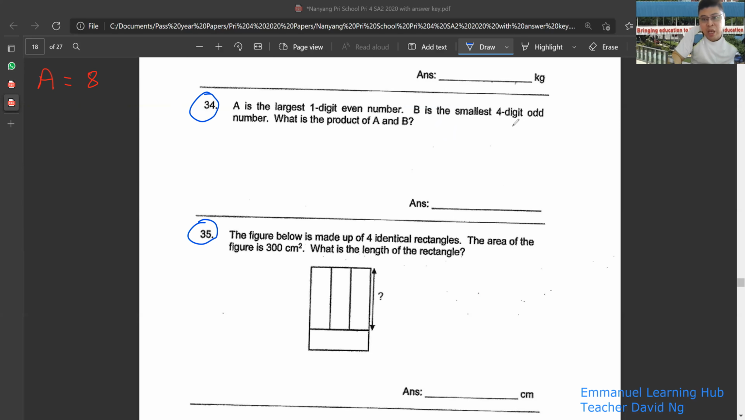B is the smallest 4-digit odd number. Can you tell me what is the smallest 4-digit odd number?